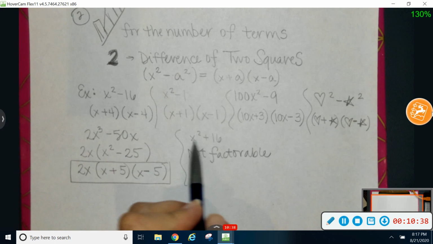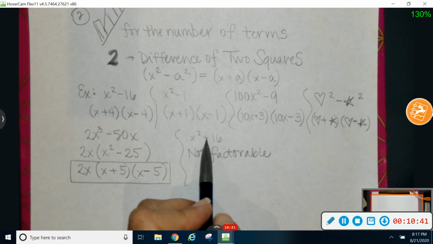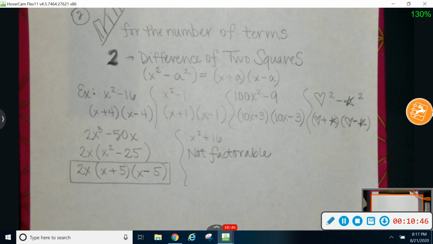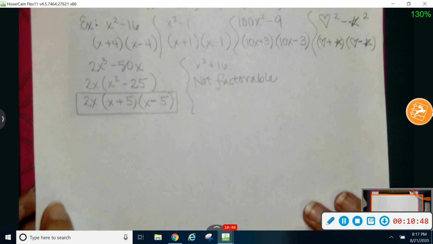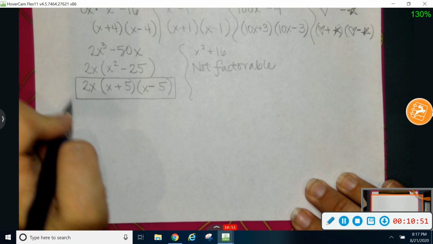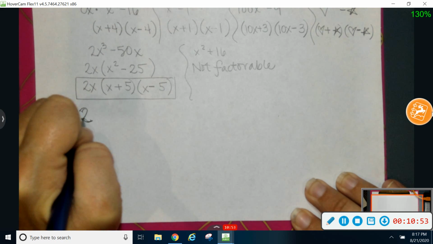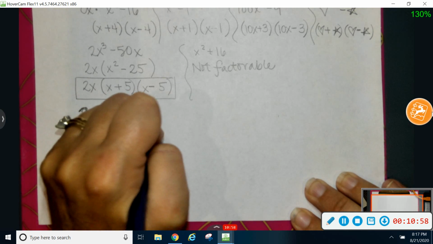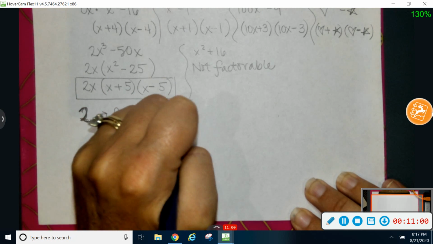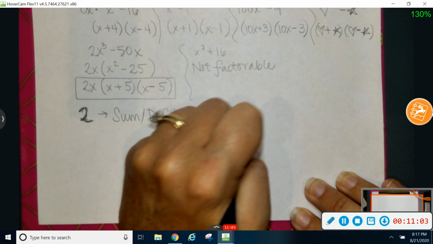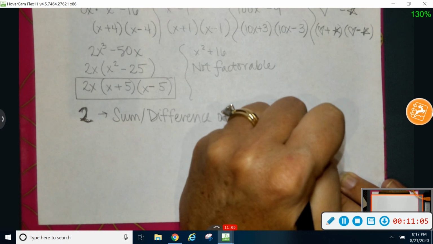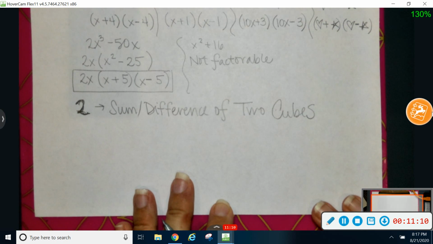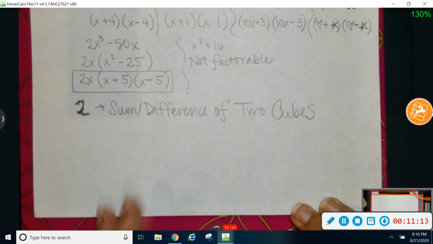So just because we see the 2 square roots, make sure that it has to work for a difference. It will not work for a plus. All right. So 2 terms, I could have perfect squares, but with 2 terms, I could also have the sum or difference of 2 cubes. So again, kind of comes with a pattern.